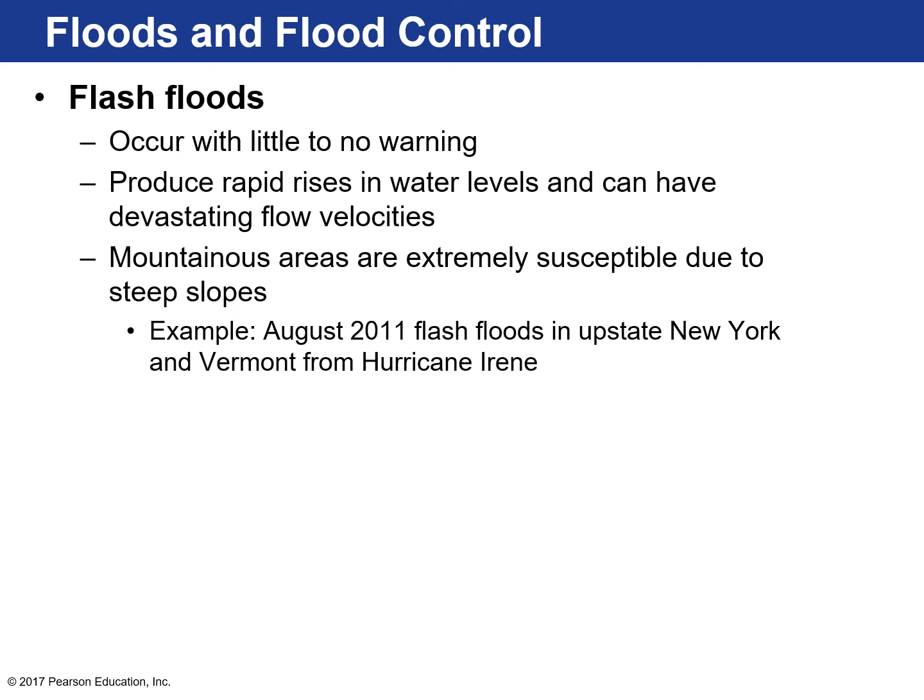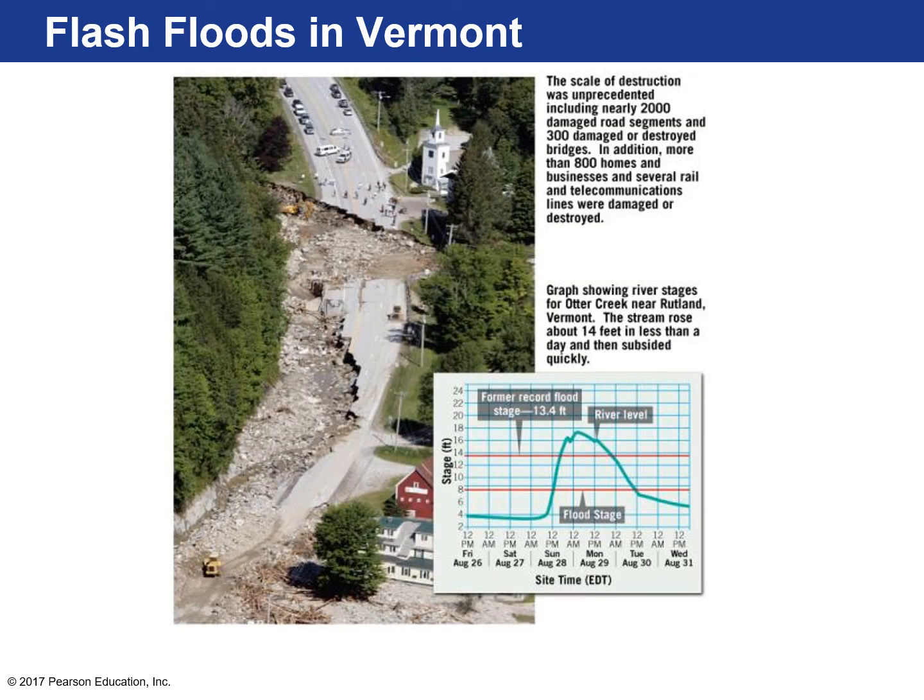The example in the book is of Hurricane Irene. I don't know if you remember that. In 2011, there were flash floods in New York and Vermont. So look at this. This caused a lot of damage to road segments, nearly 2,000 damaged road segments. Imagine if this was 192 in St. Cloud, how long that would take to finish. Construction, my God.